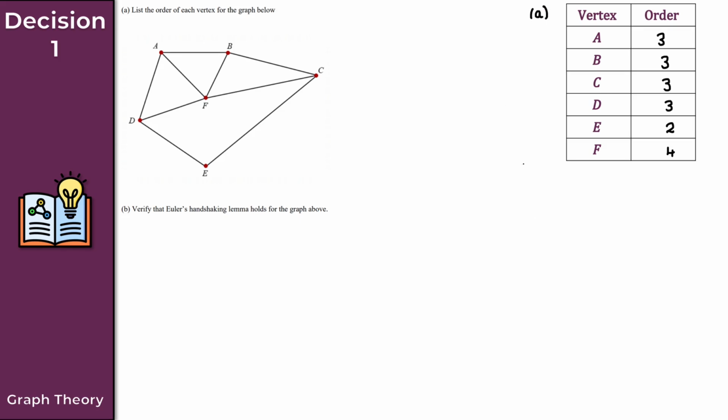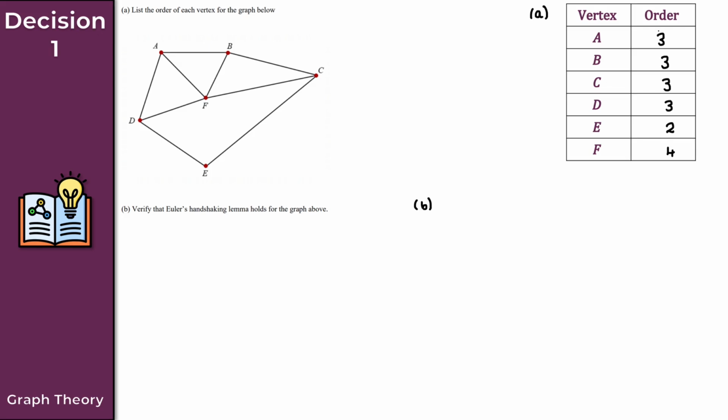Perfect. So that gives us the solution there to part A. Now, for the final part of this question, part B, let's just do this underneath here. It says, verify that Euler's handshaking lemma holds for the graph above. So Euler's handshaking lemma states that the sum of the order of the vertices is equal to 2 times the number of edges, or the number of arcs, whichever you prefer to call that.